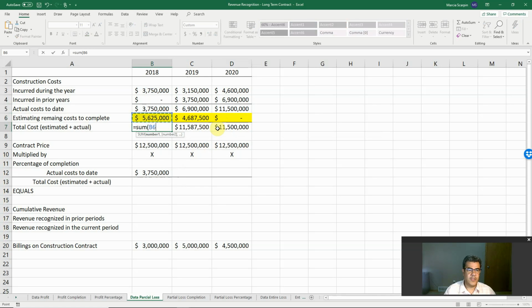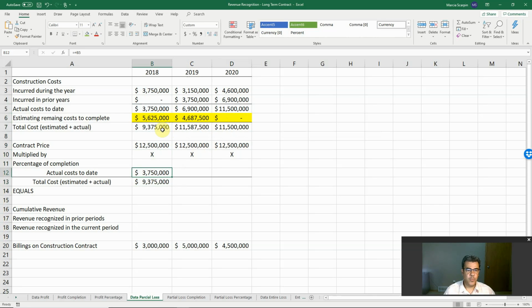That is only the sum of actual cost plus remaining cost. So the total cost here is 9.3, and we can copy and paste these numbers for the other years. And the percentage of completion is actual cost divided by total cost. So 40% at the end of the first year, 59% at the end of the second year, and 100% at the end of the third year.